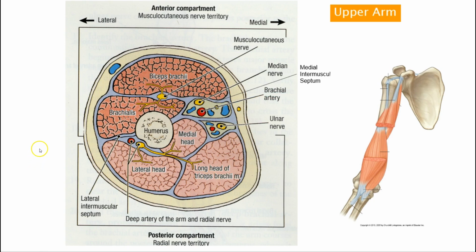So one strategy for remembering the general function of a muscle, its innervation and its primary blood supply, is to just compartmentalize it. So if you can say that the brachialis muscle, for instance, is in the flexor compartment of the arm, or on the anterior surface of the arm, then you could say it must be a flexor. And you can also pair that compartment with a nerve, so it must be innervated by the musculocutaneous nerve.